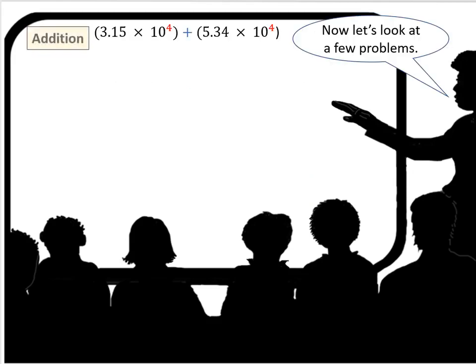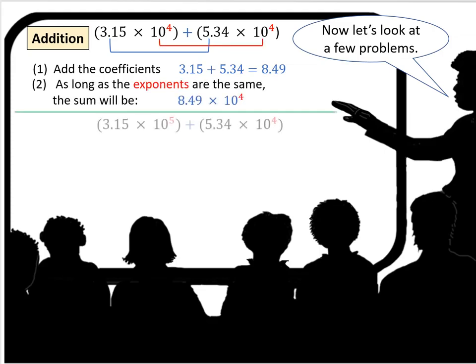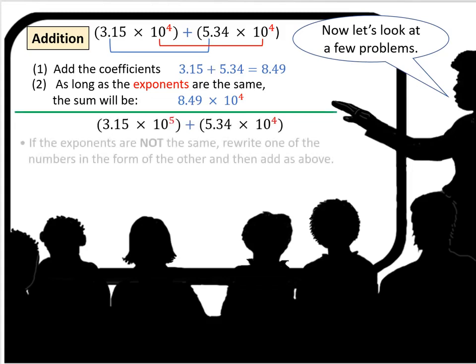Okay, now that we've reviewed, let's look at a few problems. This one is addition. The first thing we do is add the coefficients. 3.15 plus 5.34 gives us 8.49. As long as the exponents are the same, the sum will be 8.49 times 10 to the fourth.